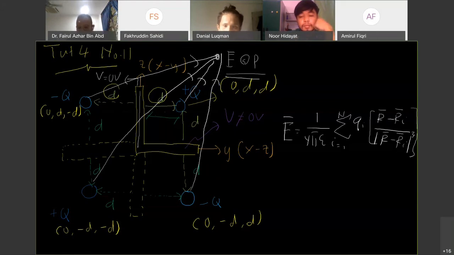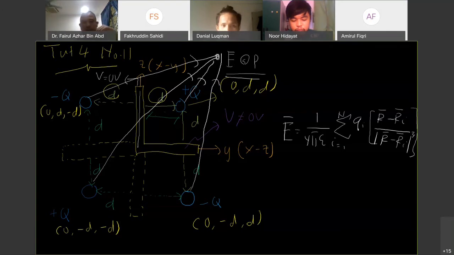So that's all for the solution for this question, because it does not need us to solve anything, just to establish the pattern of the image method.